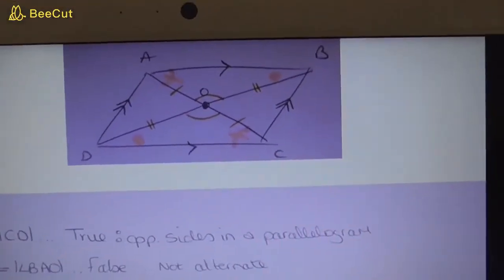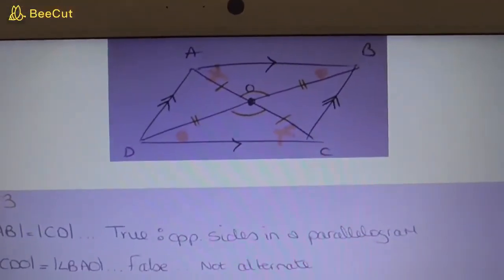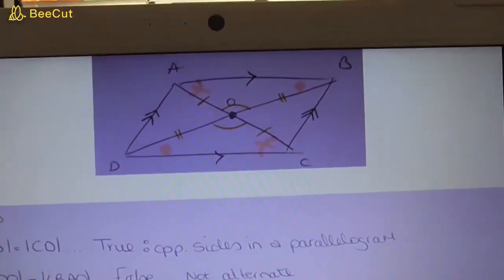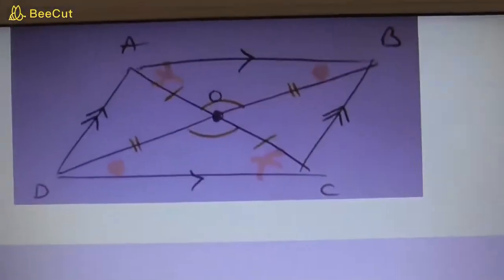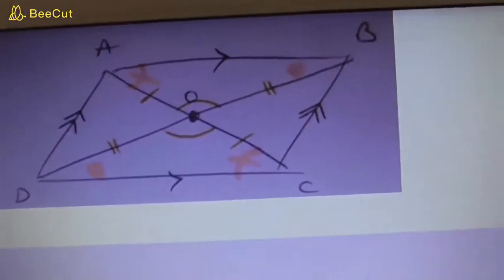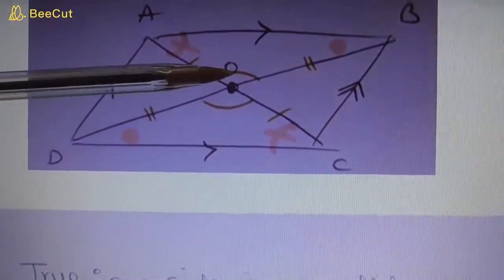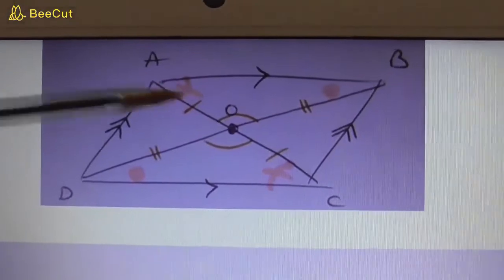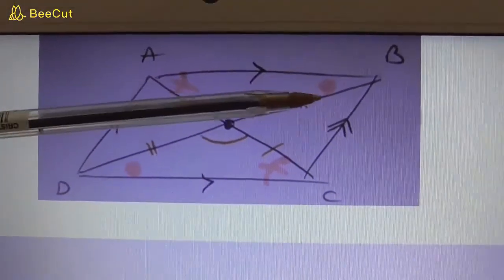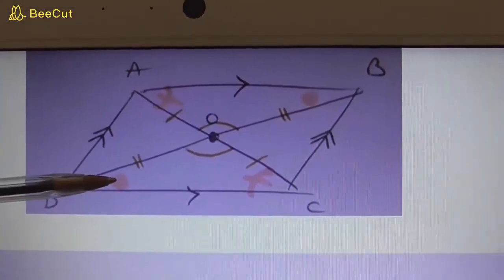Question 3. These were true or false. So there's your diagram. Now, in my diagram, I'm always going to label everything I can. So it's a parallelogram that you were given. So opposite sides are parallel. This angle is the same as that one because they're vertically opposite. This angle here is the same as that one because they're alternate. This angle here is the same as that one because it's also alternate.